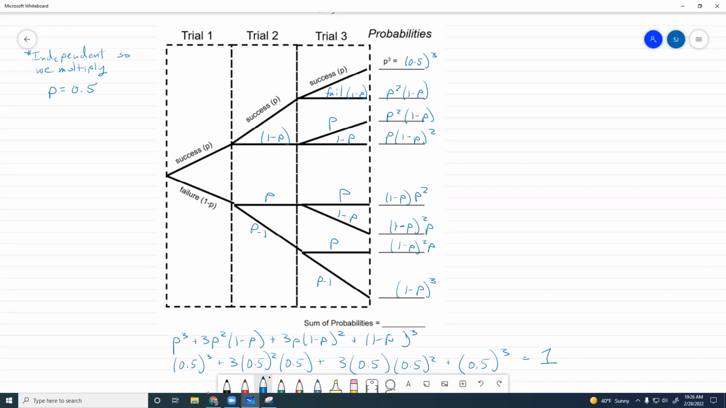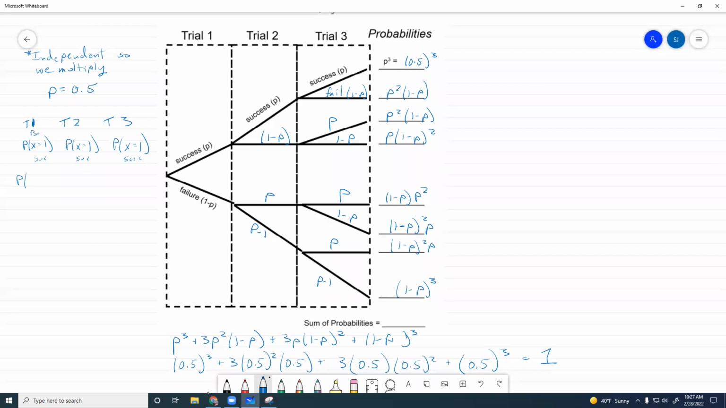So what we're doing here, and I should have said this a little bit earlier, is that we have trial 1, trial 2, and trial 3. And we're saying that we have a success. So this is the probability that X is equal to 1, the probability that X is equal to 1, the probability that X is equal to 1. So success, success, success.